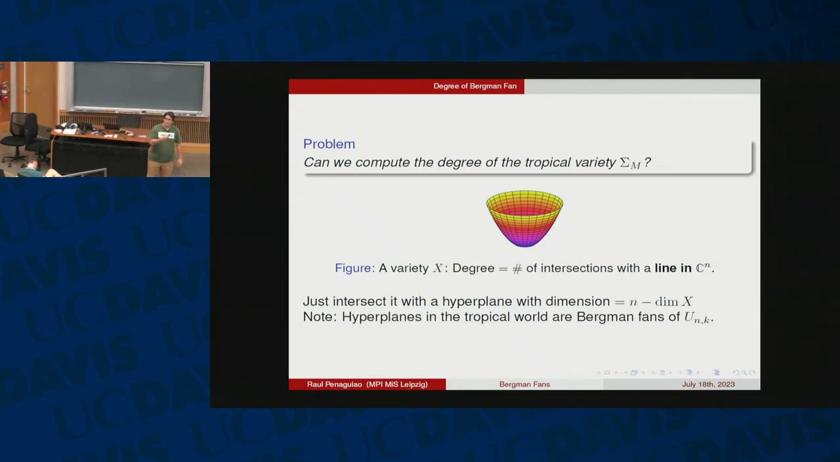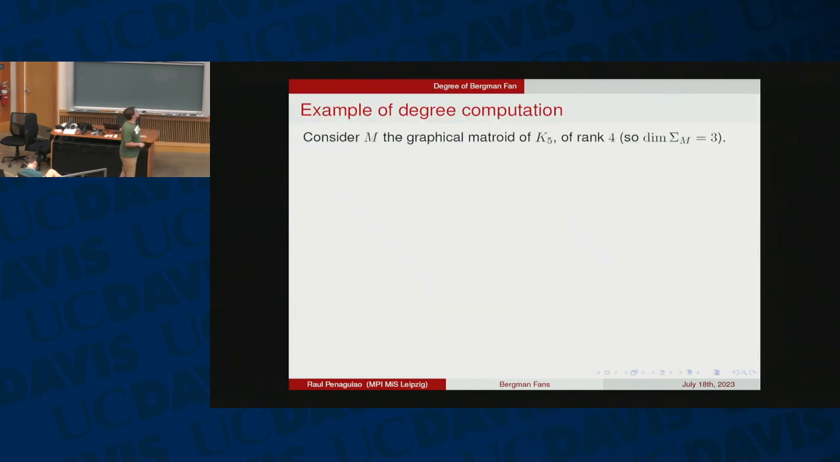In our world, tropical geometry world, hyperplanes will be Bergman fans of our uniform matroid. Perfect, we know this. Yeah, so let's go through an example.